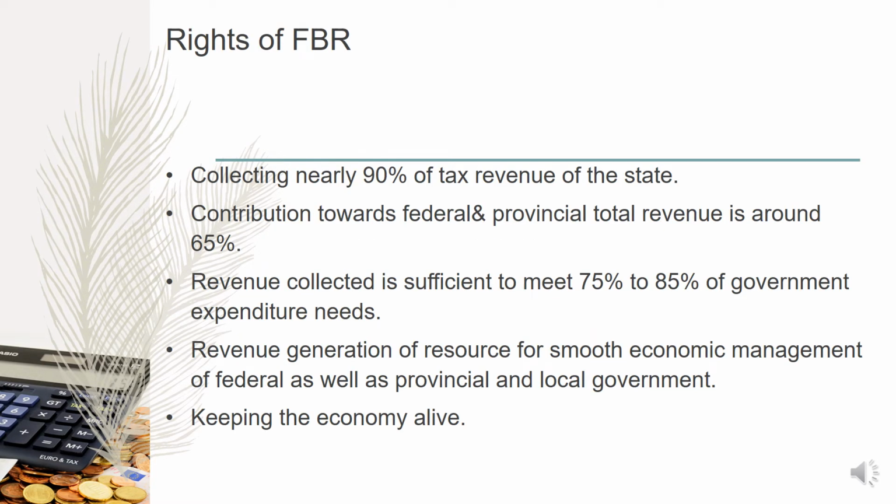The strengths of FBR are that it collects nearly 90% of the tax revenue of the state and contributes around 65% of the total federal and provincial revenue, and the remaining 35% is non-tax revenue which the government generates from public services, just like from the post office, medical facilities, and other government organizations like electricity and other things.